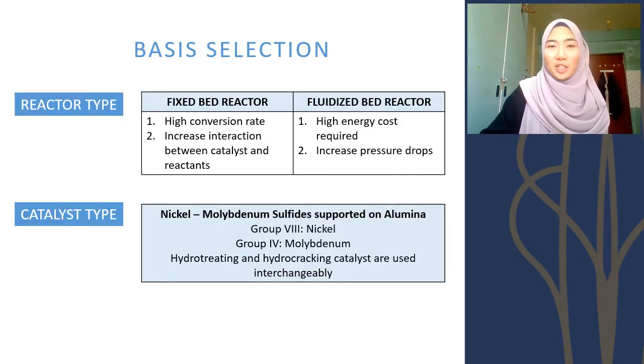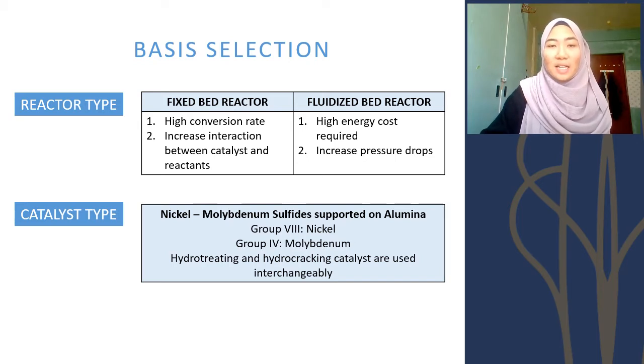For the basis selection, since the chosen process is a heterogeneous process involving the liquid reactant and solid catalyst, there are two types of heterogeneous catalytic reactor that will be analyzed based on the compatibility towards the process involved. The two are the fixed bed reactor and the fluidized bed reactor, in which they are distinguished by the motion of catalyst particles. As referred to the table provided, the fixed bed reactor with multi-stage catalyst beds is selected as the most convenient reactor to be used for the lube hydrotreating and hydrocracking process by comparing their advantages and disadvantages.